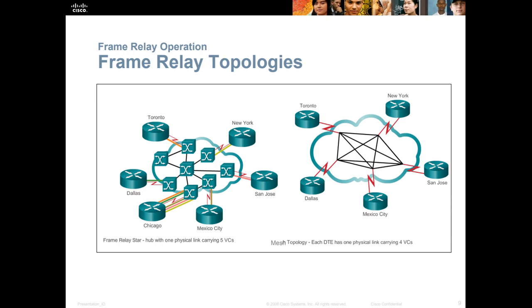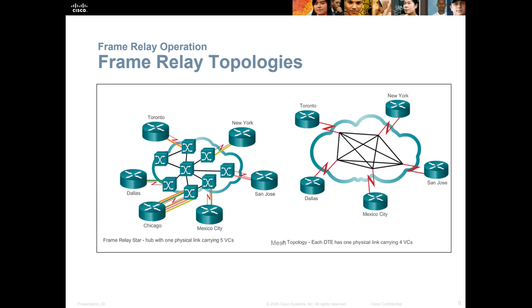Frame relay topologies. We have frame relay star, okay, star hub. So here you have one physical link carrying 5 virtual circuits. That's why we call it star hub. So where is our hub here? This one, Chicago. One physical link carrying 5 VCs. All right? 1, 2, 3, 4, 5.